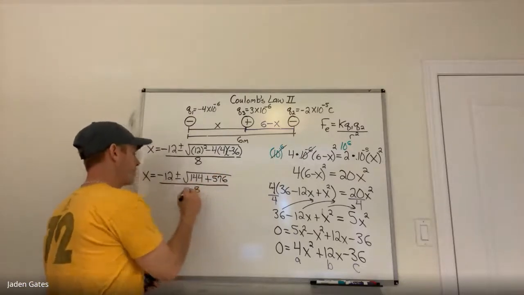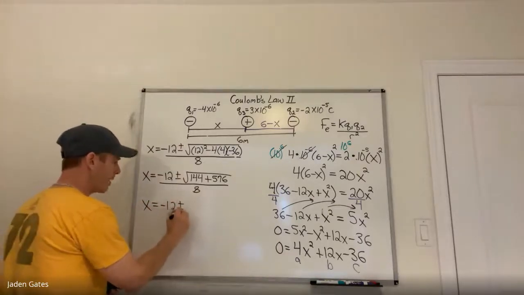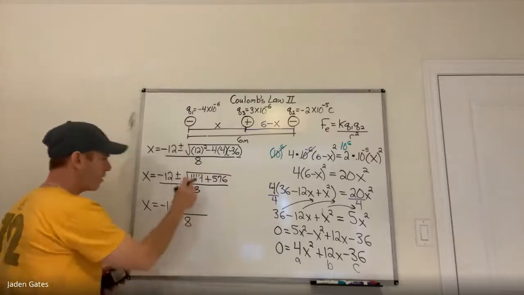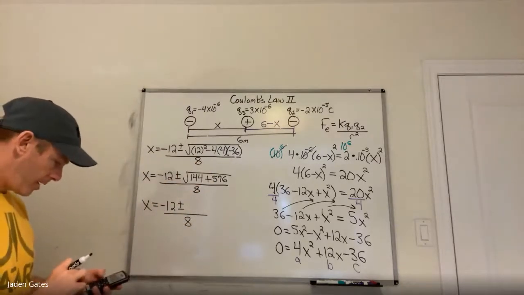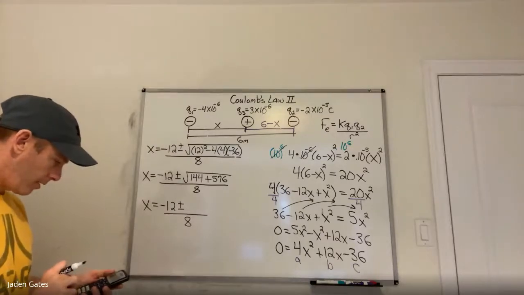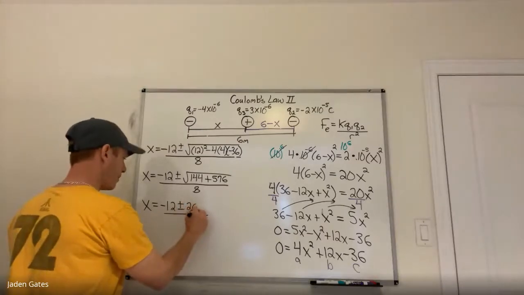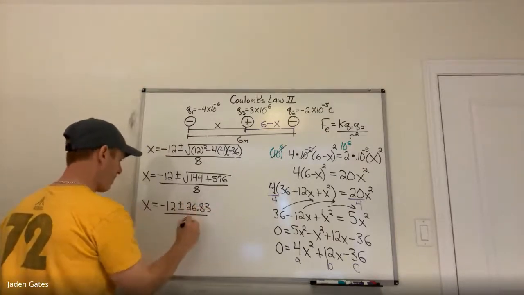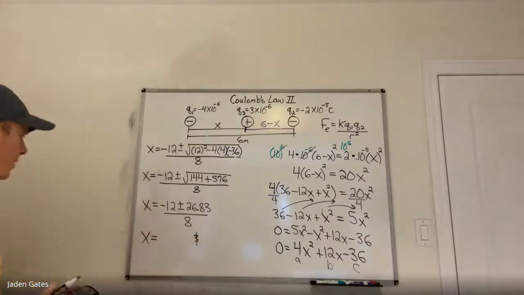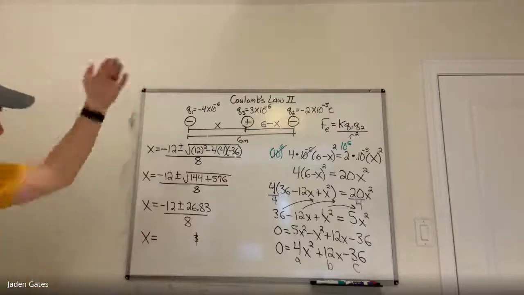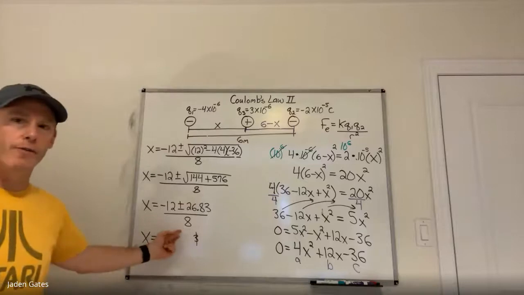Divide by 8. All right, so now we got x equals minus 12 plus or minus, put an 8 down there. I'm just going to add those two guys together and then take the square root. Let's see here, what do I get? I get 26.83. All right, and then finally, I'm going to get my two answers here. Again, this is the second spot where everybody seems to mess up the quadratic formula. The last thing I'm going to do here is divide by 8.